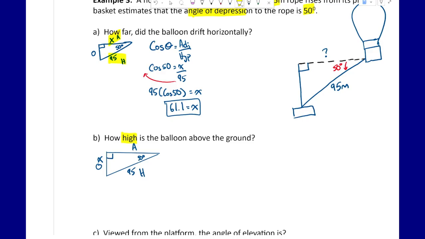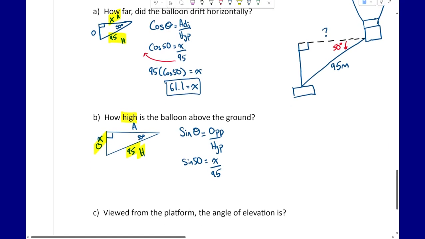Even though it's the same triangle, I'm going to be using a different ratio because I'm dealing with different sides. Because I'm dealing with O and H, I'm going to be dealing with the sine ratio. So sine theta equals opposite over hypotenuse. I know it's going to be 50 degrees. I don't know the opposite. I know the hypotenuse is 95 still.